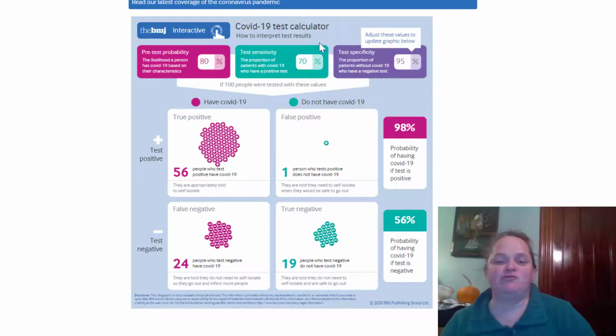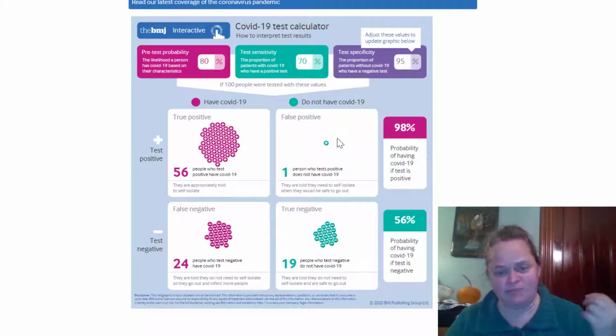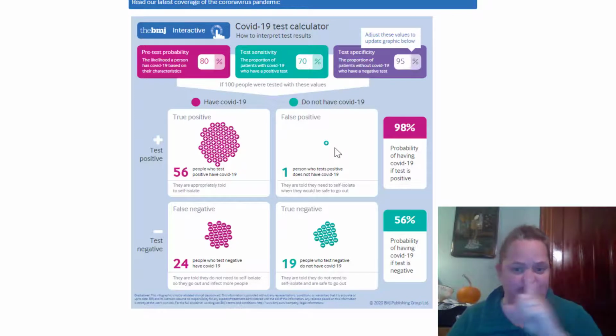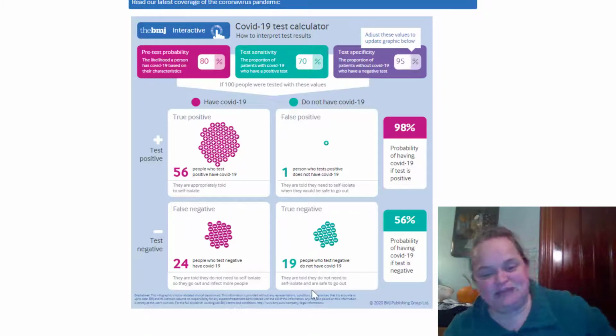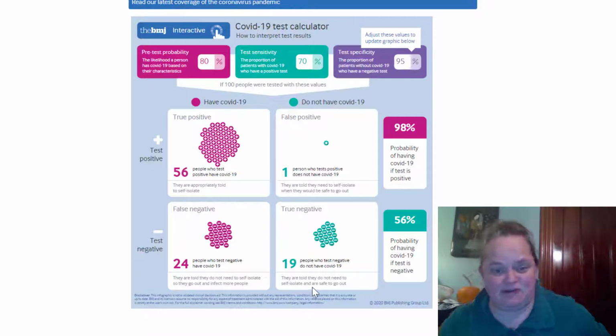Okay. Then for those who don't have COVID, we have one false positive, because 5% of the 20 people who don't have COVID will get a positive result. And then you have a true negative, and so we got 19 people who tested negative and didn't have COVID.